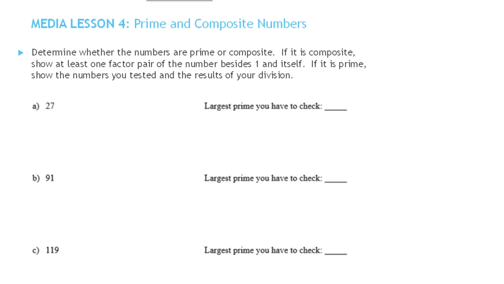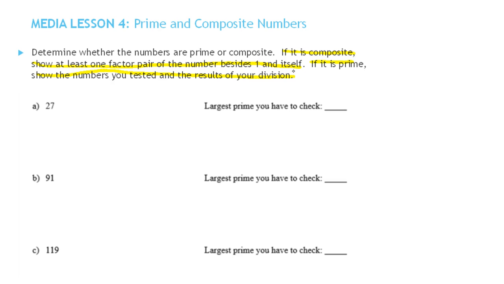So notice in the directions, it says, if it is composite, show at least one factor pair of the number besides one and itself. Once you find a factor pair besides one and itself, you've proven that the number is composite. If it is prime, you need to show that you tested all of the prime numbers less than the square of the number and that none of them divide into your number.